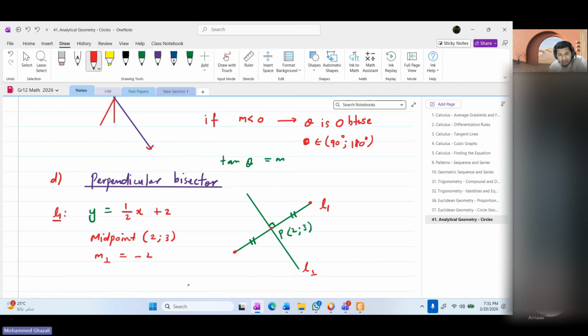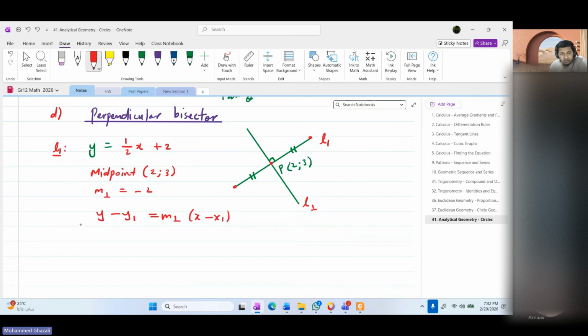So the equation of this line will be y minus y1 equals m perpendicular into x minus x1. We take the gradient which is perpendicular to this, so we find the equation of line L2. Now, y minus y1, which is 3, equals the perpendicular gradient, negative 2, because half times negative 2 is negative 1, as we just did above.